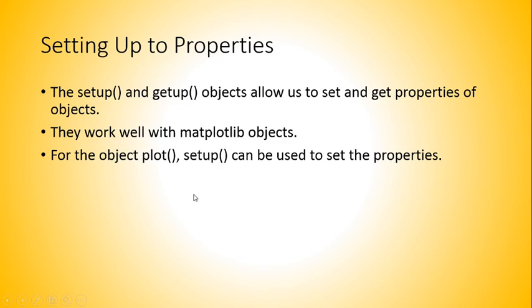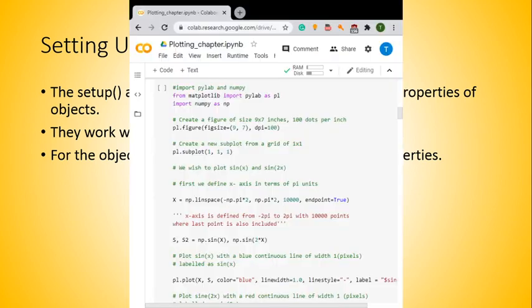Now, setting up the properties. So how do you set up these properties? We know these are the major properties of plotting. But how are you going to plot? How are you going to set these properties up? So in this particular example, I have written a code to understand how to set these properties. As you can see in this code, which I'm going to show you.